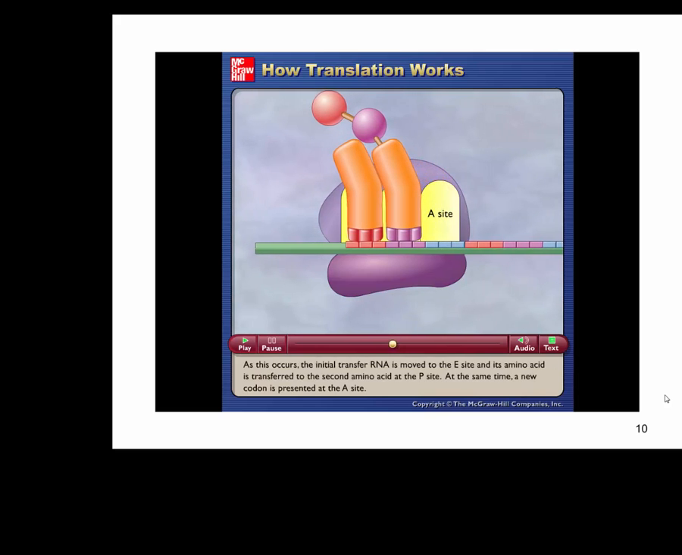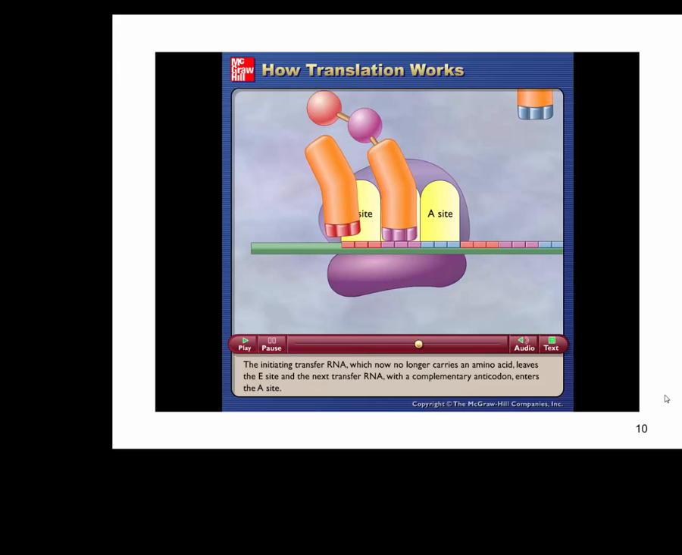As this occurs, the initial transfer RNA is moved to the E site, and its amino acid is transferred to the second amino acid at the P site. At the same time, a new codon is presented at the A site. The initiating transfer RNA, which now no longer carries an amino acid, leaves the E site, and the next transfer RNA with a complementary anticodon enters the A site.